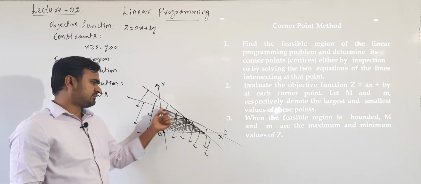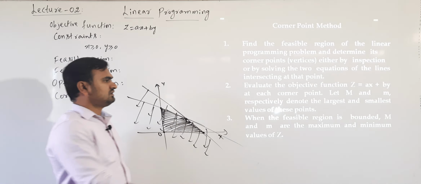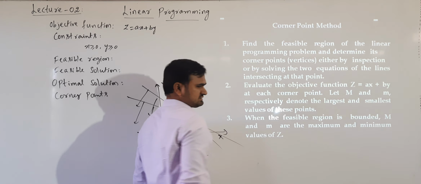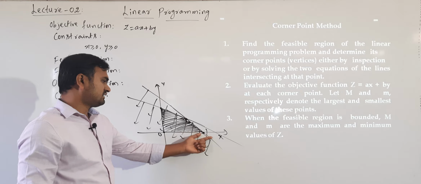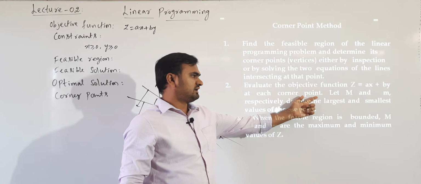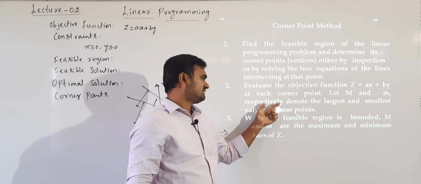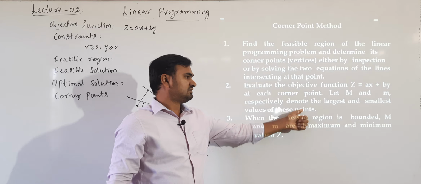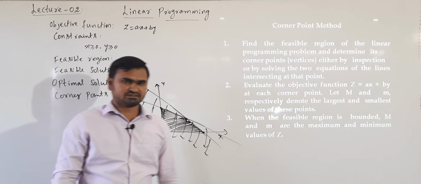After obtaining the corner points, evaluate the value of the objective function at each of the corner points. At each of these corner points, we find the value of the objective function. Let M, capital M, be the largest value and small m the smallest value of the objective function z.